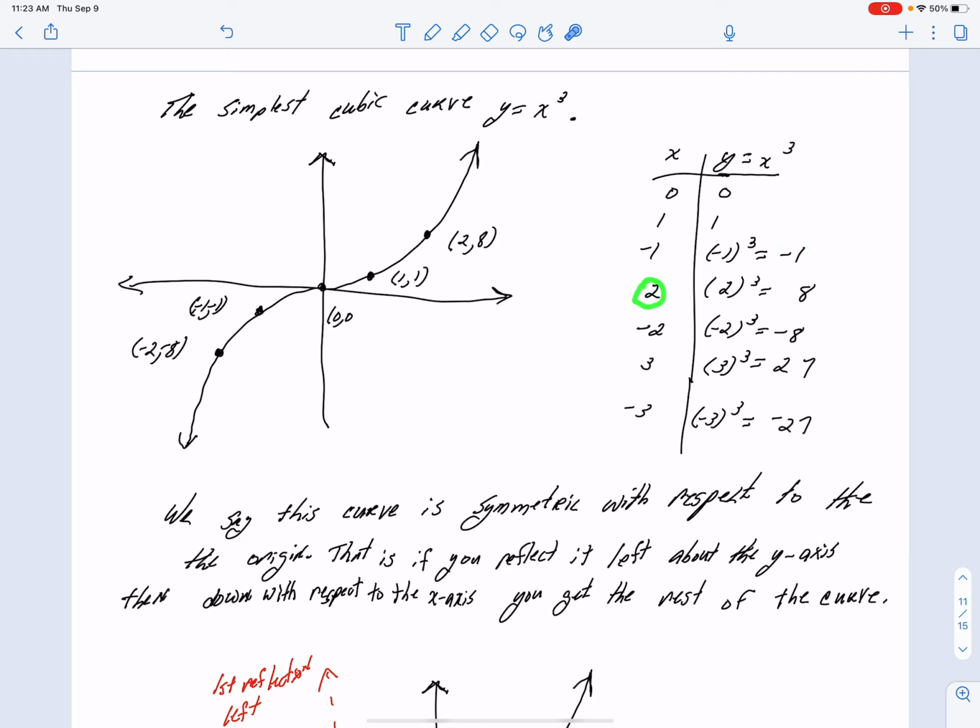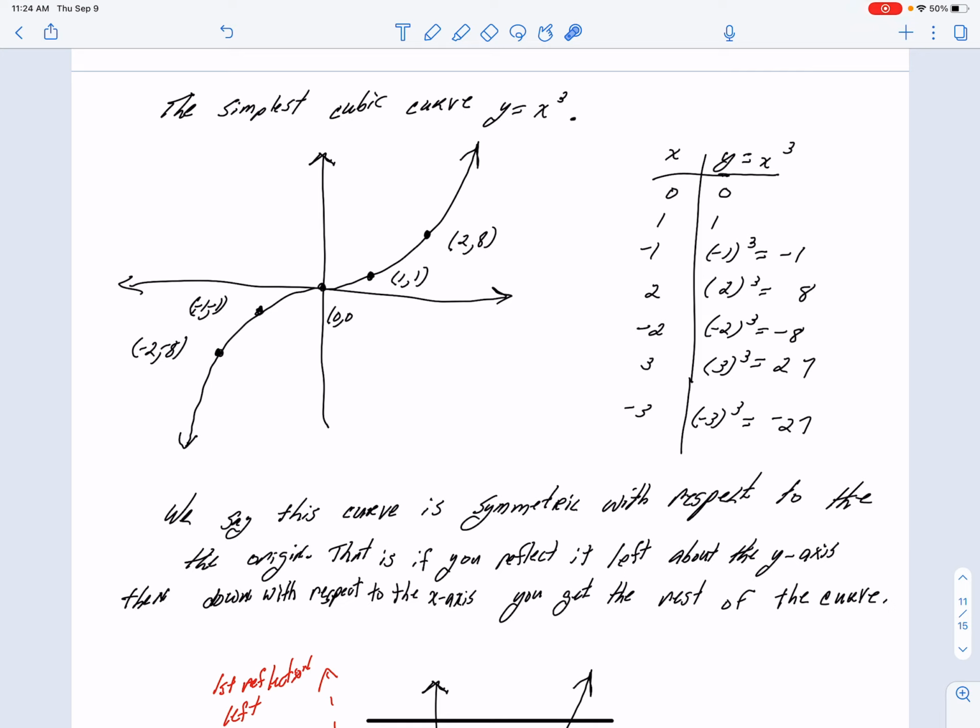When x is 2, y is 2 cubed. That has a value of 8. When x is minus 2, y is minus 2 cubed. That has a value of minus 8. And I put some of those points on the graph. And that's how I get this smooth little curve that looks something like that. And that's what y equals x cubed looks like.